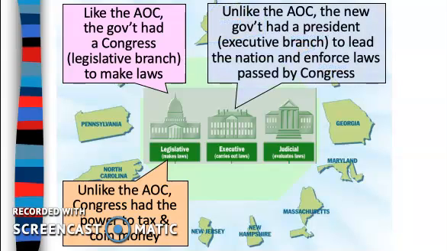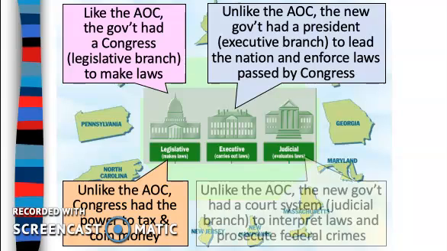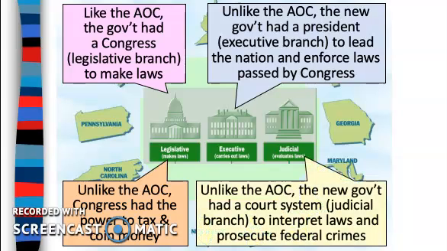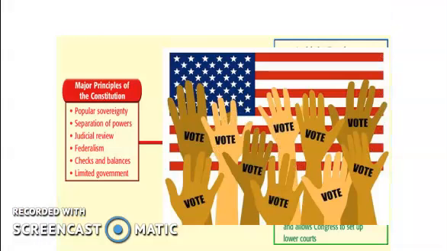A major difference from the Articles of Confederation is that the new government is going to have a president, or an executive branch, that's going to lead the nation and enforce laws. One of the reasons the Articles didn't have a presidency or executive branch is that it seemed too much like a king, kind of under King George III. Also, unlike the Articles, the new government is going to have a court system, or a judicial branch. They're going to interpret the laws and prosecute federal crimes.